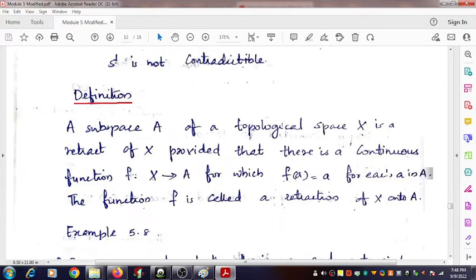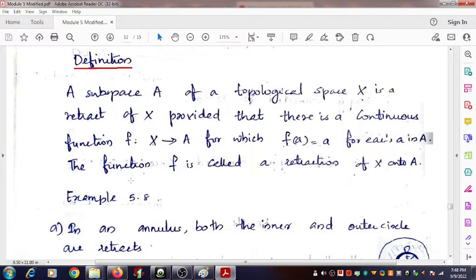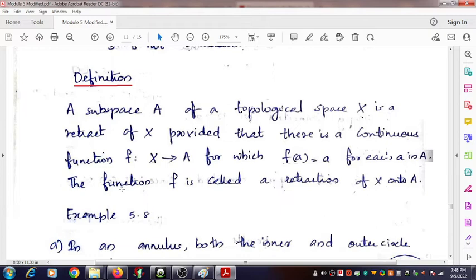Next, we have an important definition. In this definition, we are going to see a continuous function f, which can be called a retraction, not a contraction, and the resulting space can be called a retract.